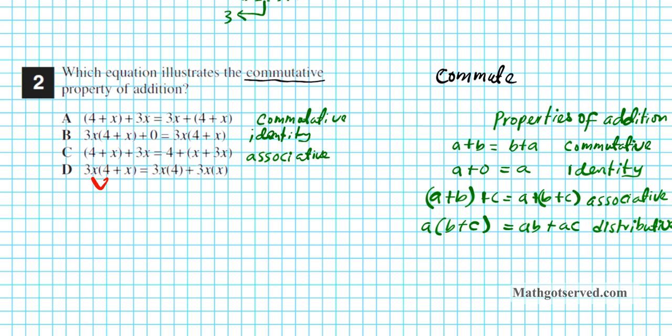And then lastly, what's happening in this last equation in option D is the distribution of this term right here to both terms inside the parentheses. So whenever you distribute, this is known as the distributive property being illustrated here, distributive. So the question is asking which is the commutative property, the one that involves the switch of the order of terms that have been added, is option letter A, okay?